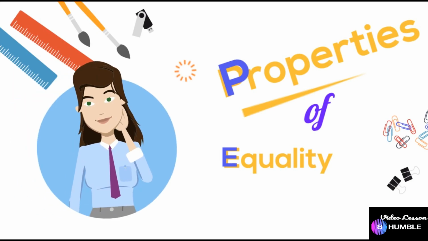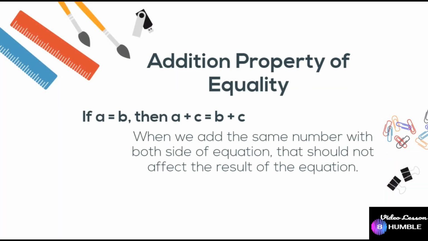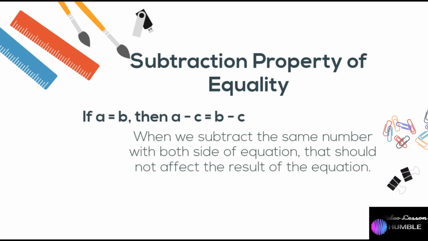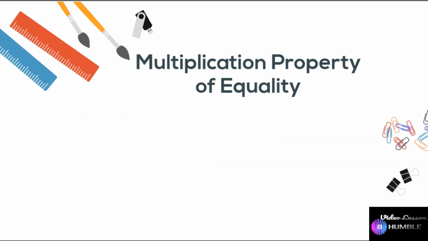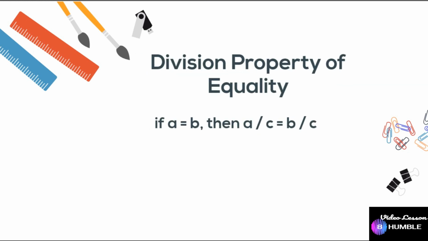Properties of equality. Addition property of equality. If A is equal to B, then A plus C is equal to B plus C. Subtraction property of equality. If A is equal to B, then A minus C is equal to B minus C. Multiplication property of equality. If A is equal to B, then A times C is equal to B times C. Division property of equality. If A is equal to B, then A/C is equal to B/C.